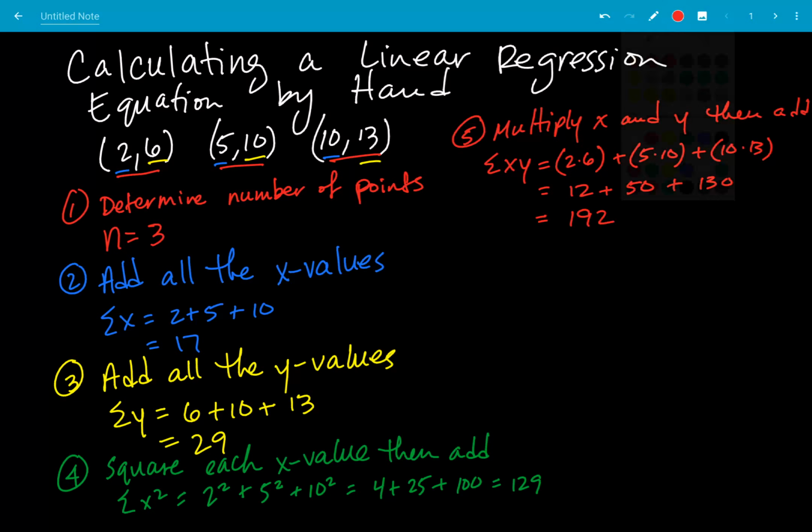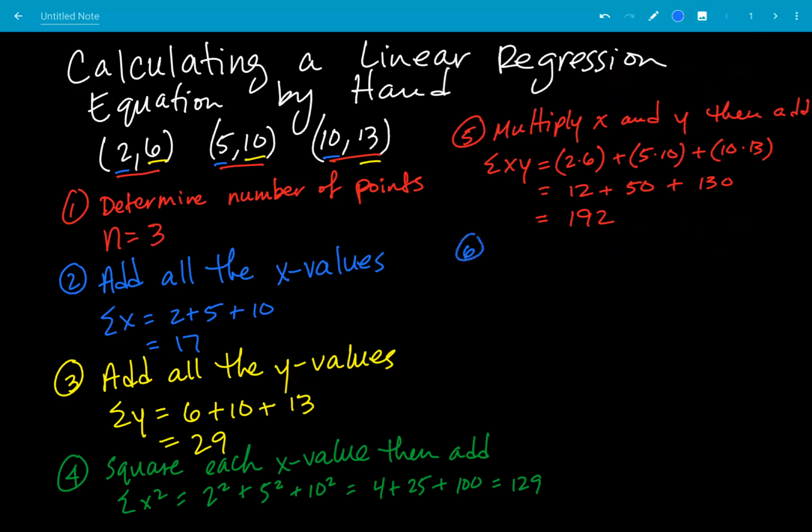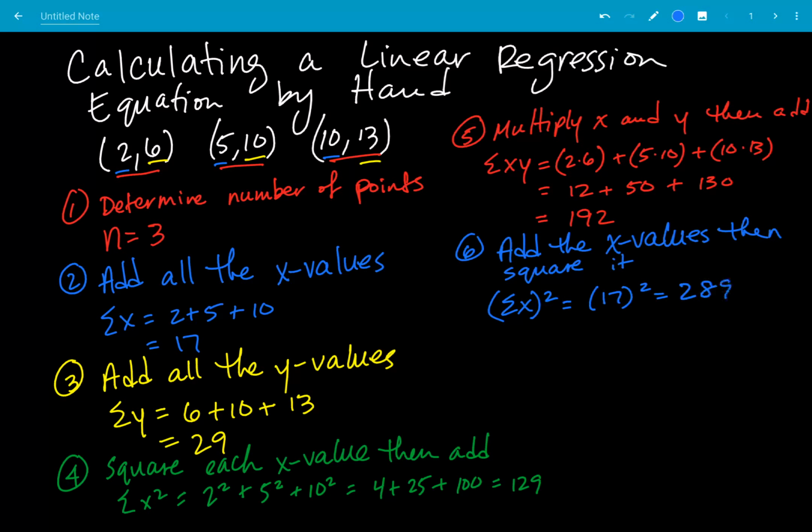My sixth step: I'm going to take my answer from step 2 and square it. So it's whatever my sum of x was, but then I square it. Add the x values, then square. Our answer from step 2 was 17. So 17 squared is 289.